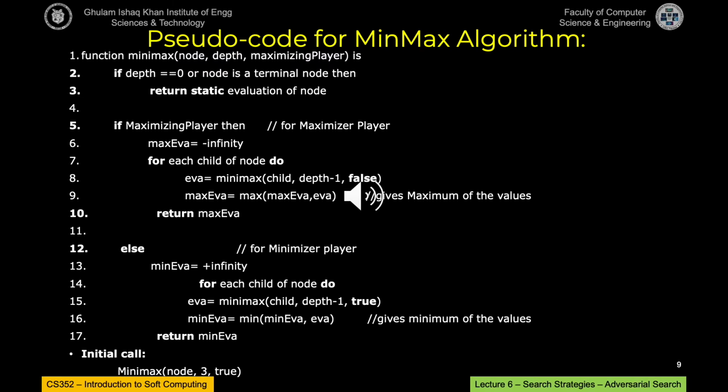The pseudocode for Minimax algorithm is given here, but for the sake of our audience, which is basically Pakistani and Urdu speaking, I'm going to explain it in Urdu. Here is a pseudocode for Minimax algorithm, and I'll try to explain it in Urdu for you guys so that you can grasp it better.